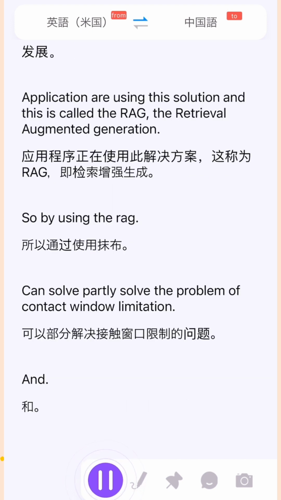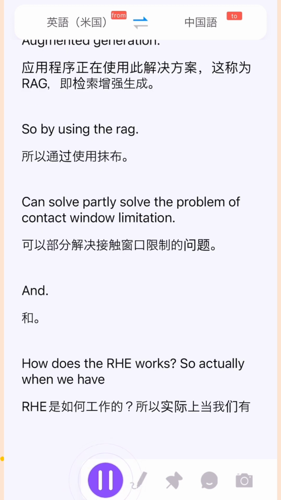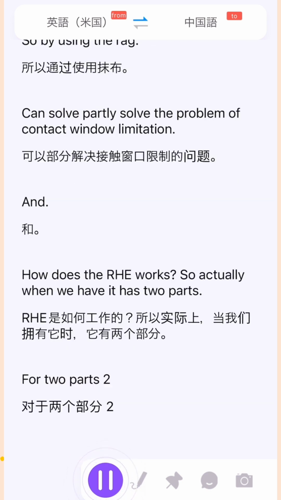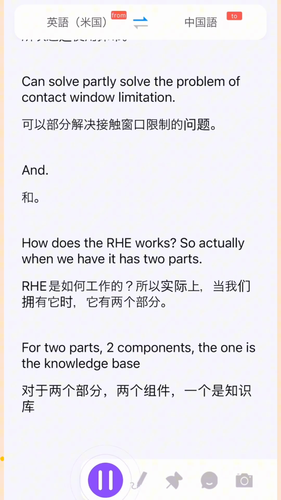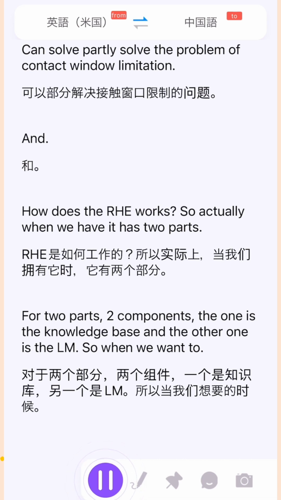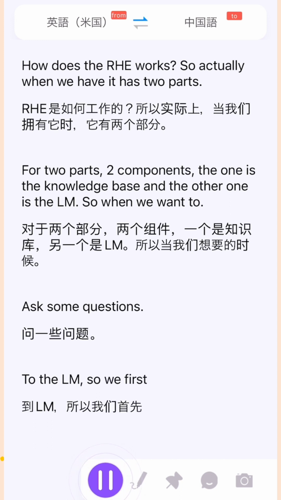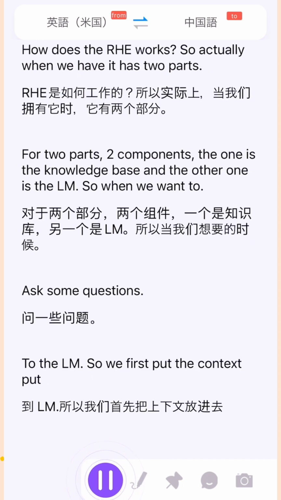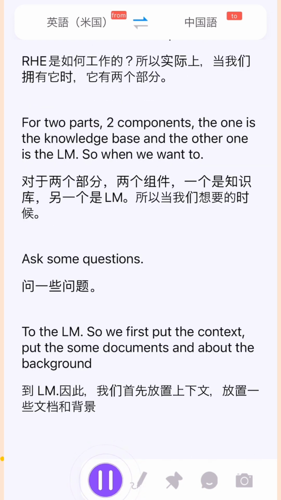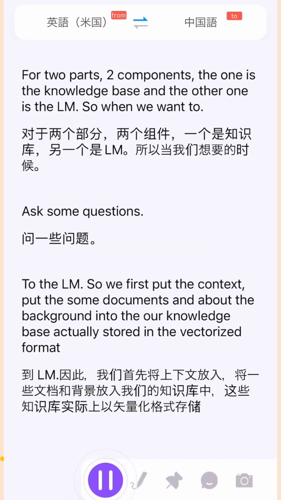How does RAG work? It has two components: one is the knowledge base, and the other is the LLM. When we want to ask some questions to the LLM, we first put the context, like some documents and background, into our knowledge base. Actually, it's stored in a vectorized format.